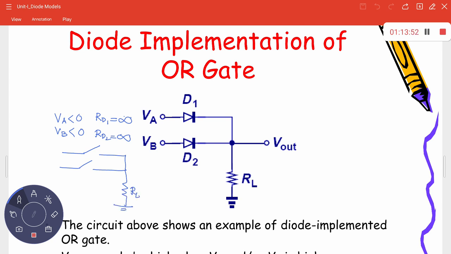RL there, A, B, and these two voltages are less than 0. What about this voltage, V out? 0. The current flowing is how much? 0. This is grounded, so these two points are at the same potential. So this is 0, 0 meaning logic level 0. So 0, 0 will give you 0, and for other three combinations, the output is 1. That is equivalent to an OR gate.